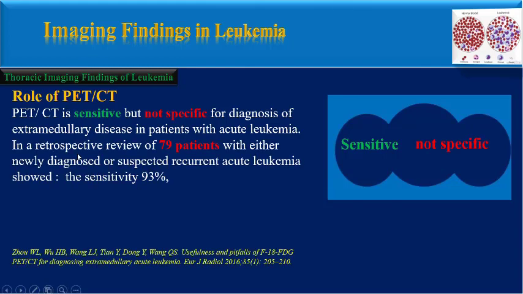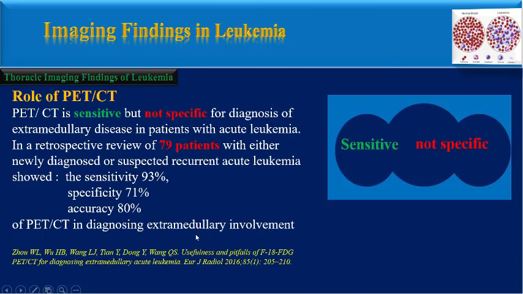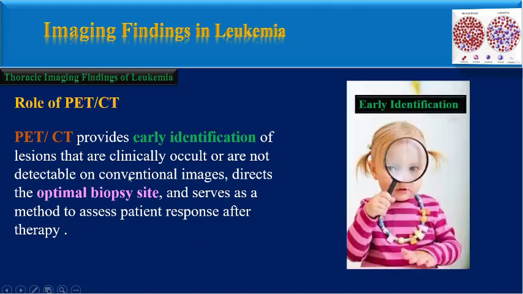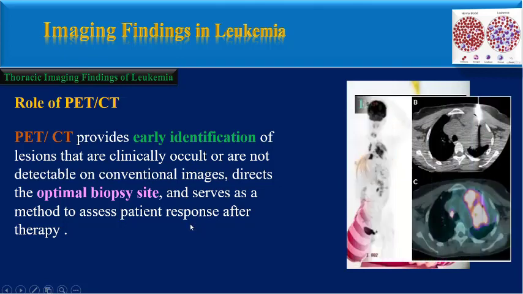A retrospective review of 79 patients with either newly diagnosed or suspected recurrent acute leukemia showed a sensitivity of 93%, specificity of 71%, and accuracy of 80% for PET-CT in diagnosing extramedullary involvement. PET-CT provides early identification of lesions that are clinically occult or not detectable on conventional images, directs the optimal biopsy site, and serves as a method to assess patients' response after therapy.